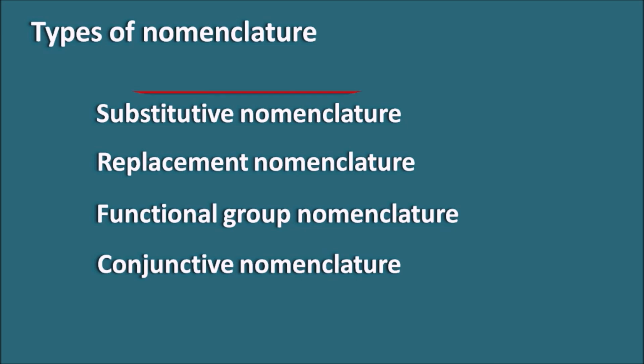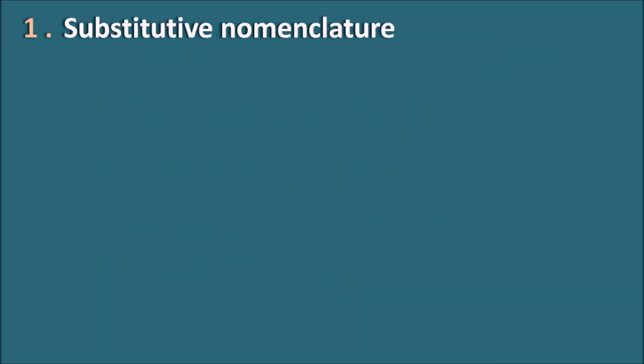And here the substitutive nomenclature is more important because many of the compounds are named by this type of nomenclature, and particularly IUPAC uses the substitutive nomenclature. Even though for a few compounds IUPAC can use the trivial names as well as other types of nomenclature, the main nomenclature used by IUPAC is the substitutive nomenclature. So let us start our discussion with this nomenclature. So first one is the substitutive nomenclature.